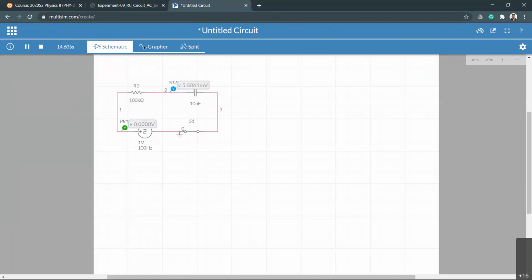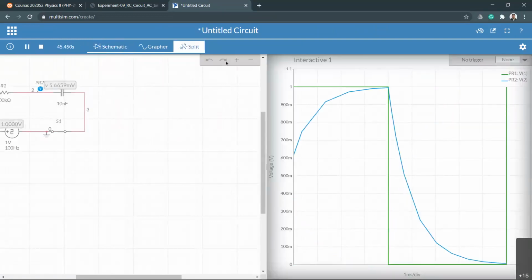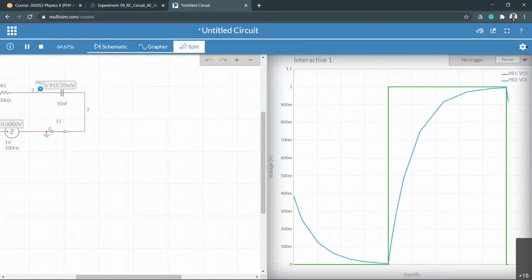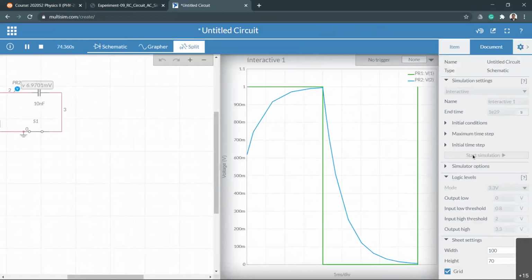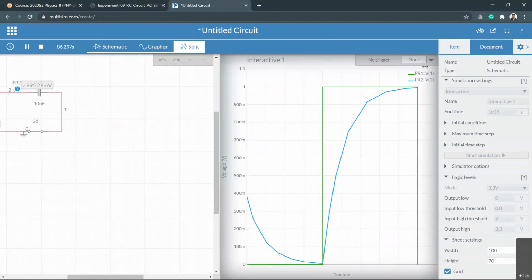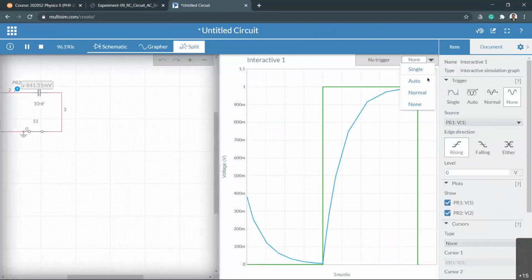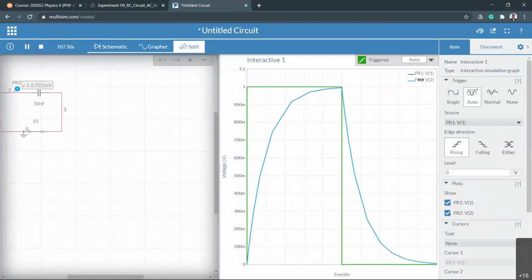Now you have to visualize the graph. To visualize the graph, you can click on this split button. That will show you the graph. Now, you remember, the first thing for any oscilloscope measurement is triggering, right? The trigger should usually be put on auto. Otherwise, the graph is going to be very oscillating and you're not going to be able to measure anything properly, okay?